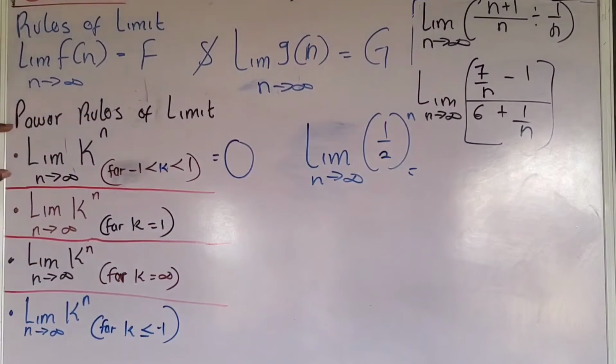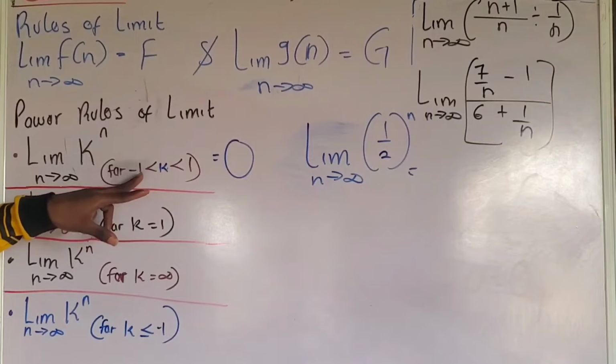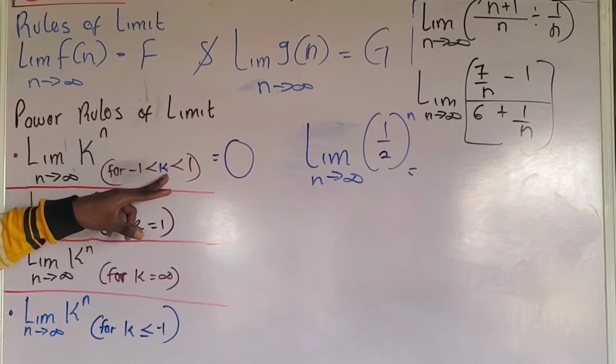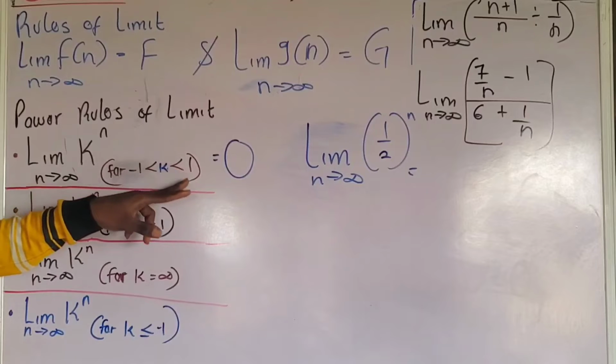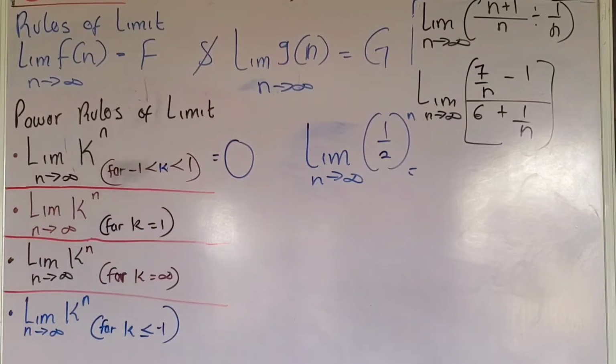So for any function that looks like this, when n tends to infinity, for the value of k where -1 is less than k and k is less than 1, don't forget that k is a constant, the limit is equal to 0.